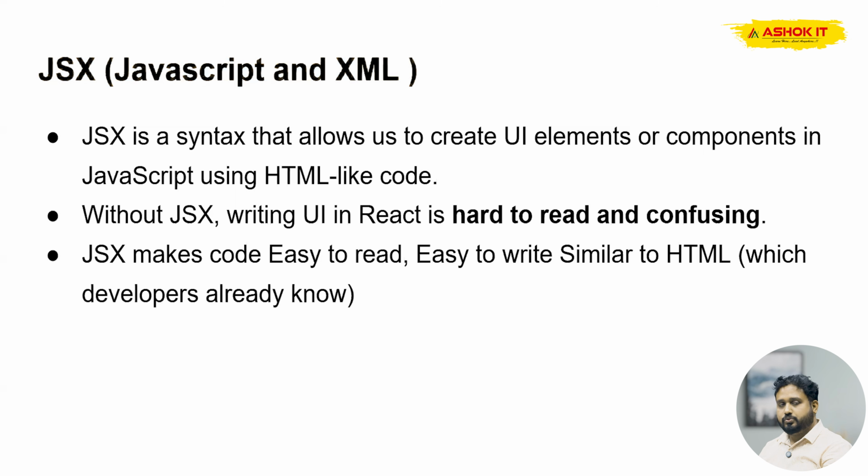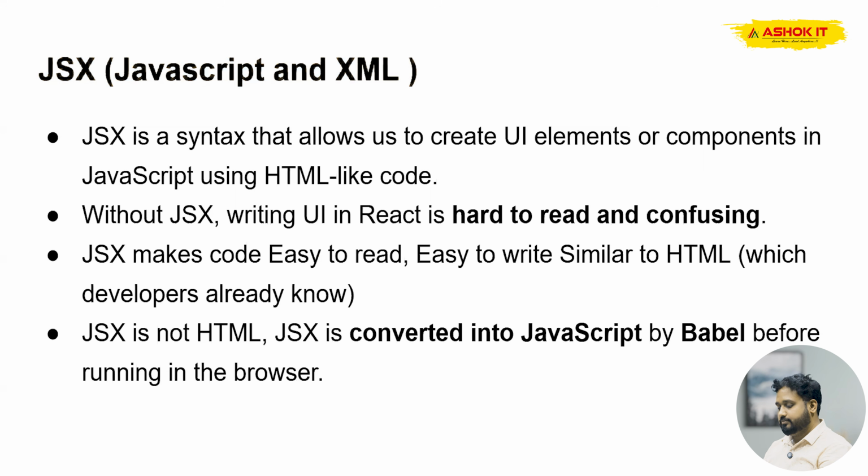JSX makes code easy to read, easy to write, and it is very similar to HTML. JSX code looks like HTML, but it is not HTML. So whenever we write JSX code, before loading that JSX into the browser, we have to take the help of a special compiler called Babel. Whatever JSX code we write, we will give to the Babel compiler. Babel compiler will convert that JSX code into plain JavaScript object kind of code. And then that code will be loaded in the browser.